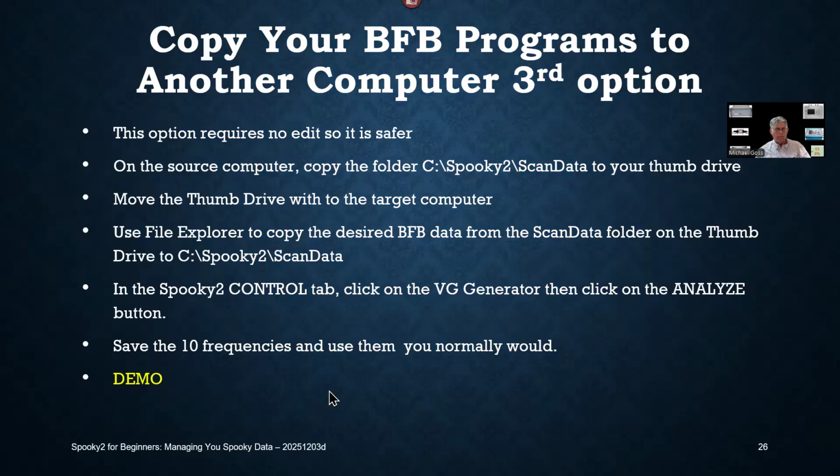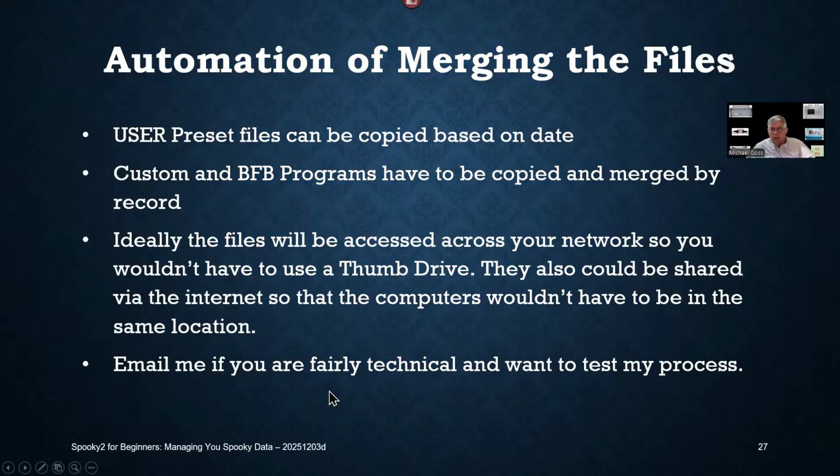Okay. Now, automation. I don't have a demo for this because I'm only playing with this. So when you're merging data, preset files, you can just bring them over because if they're already here, it'll ask what you want to do with them. Oh, I don't want to replace them, there's no point. Or I can replace them all. It doesn't matter. But if there's 5 files that don't exist here, just bring everything over and you'll get the 5 files as well. Custom and biofeedback programs have to be copied and merged by record. So that's a little more complex, obviously.